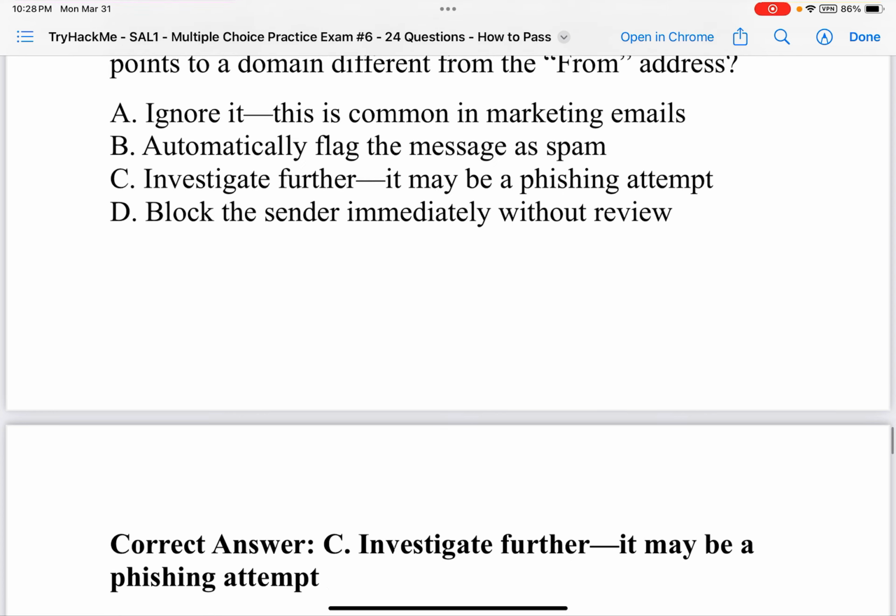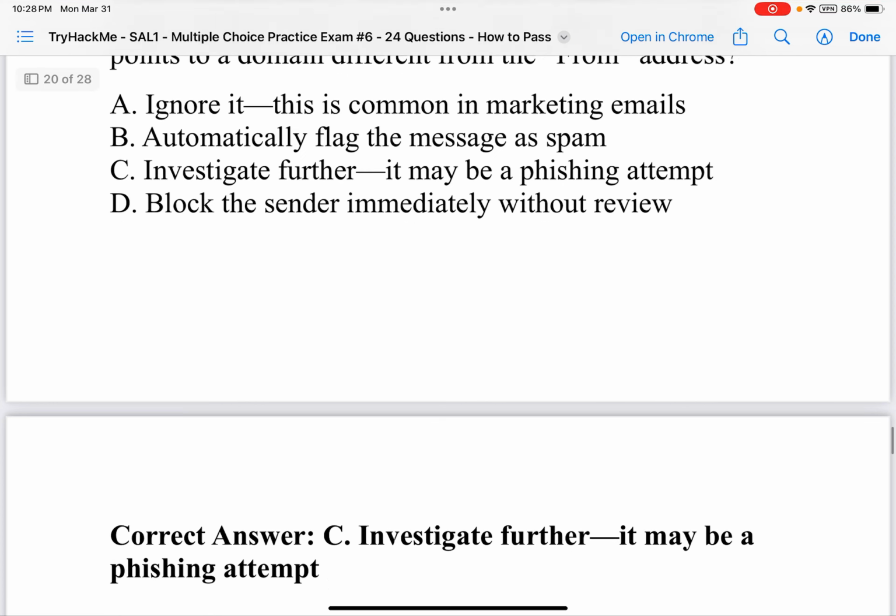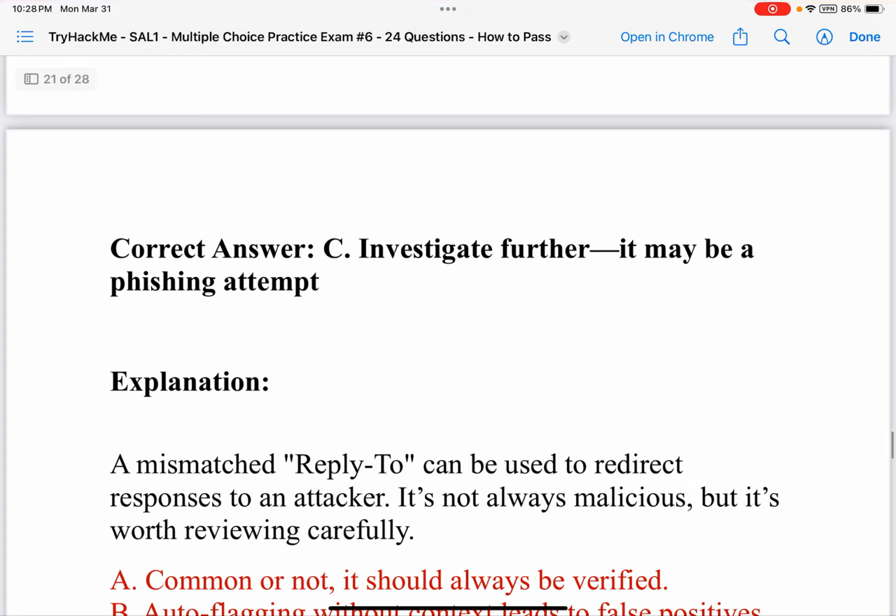Correct answer C. Investigate further. It may be a phishing attempt. Explanation. A mismatched reply-to can be used to redirect responses to an attacker. It's not always malicious, but it's worth reviewing carefully.